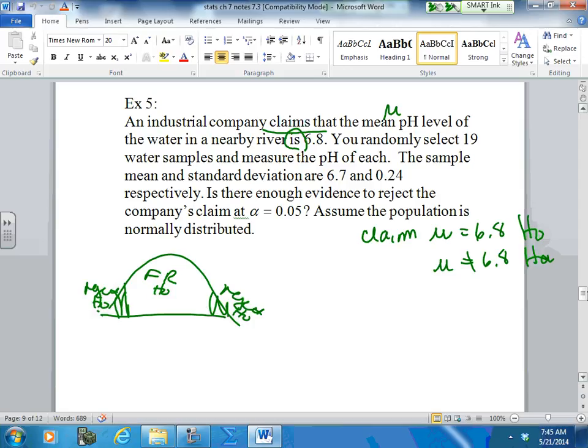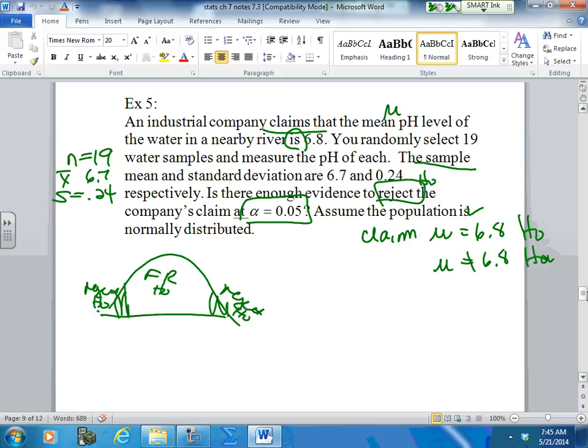Okay, the sample. We did a sample here of 19 water samples. 19, that's pretty small, that's less than 30, right? And we only know that sample mean and that sample standard deviation. That sample mean was 6.7 and that sample standard deviation is 0.24. Is there enough evidence to reject? Reject had to be the H0. Yep, it was our H0. The company's claim at a level of significance of 0.05.